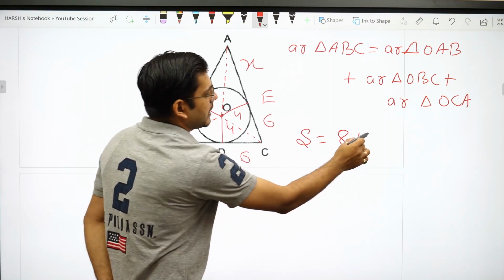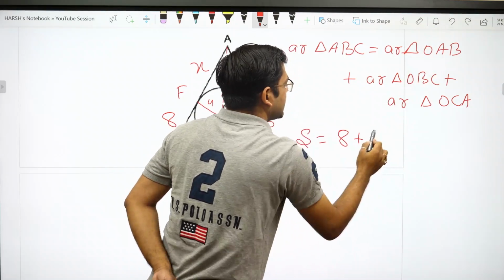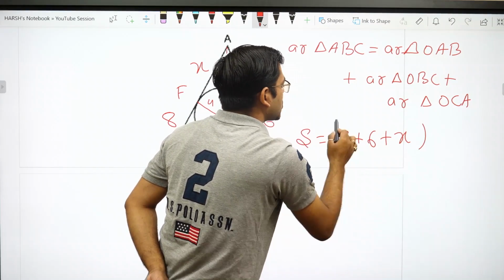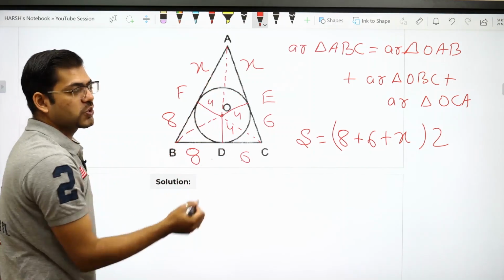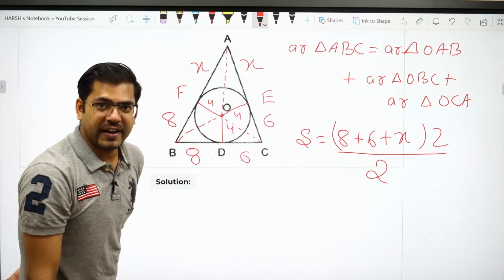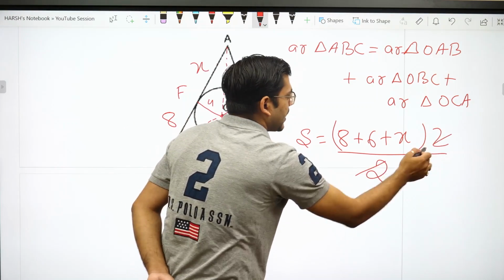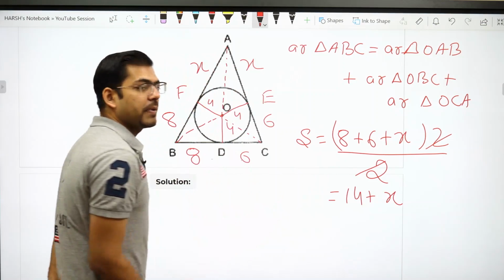So I am directly writing 8 plus 6 plus x, that is all 2 times. Isn't it? 8 2 times, 6 2 times and x is 2 times. This is perimeter divided by 2. That is semi-perimeter, value of S. Now 2 and 2 will be cancelled. 8 plus 6 is 14. So we have 14 plus x as our semi-perimeter.